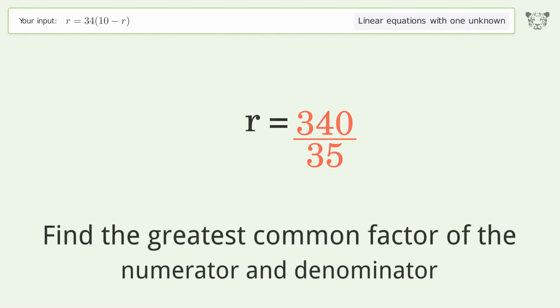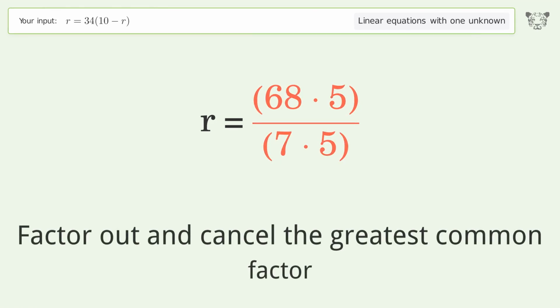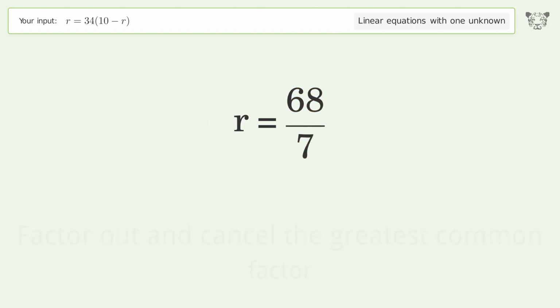Find the greatest common factor of the numerator and denominator. Factor out and cancel the greatest common factor. And so the final result is r equals 68/7.